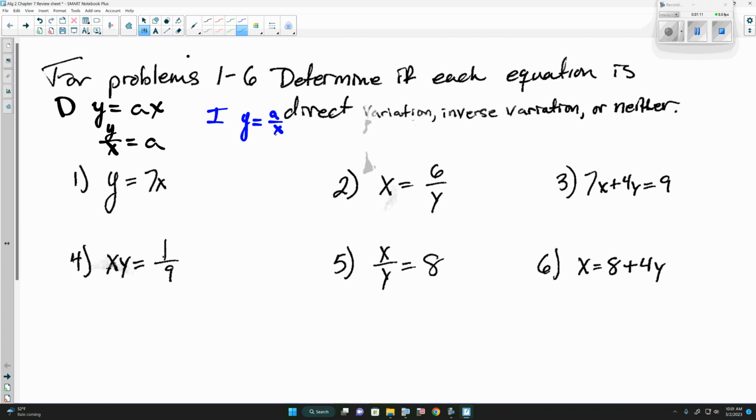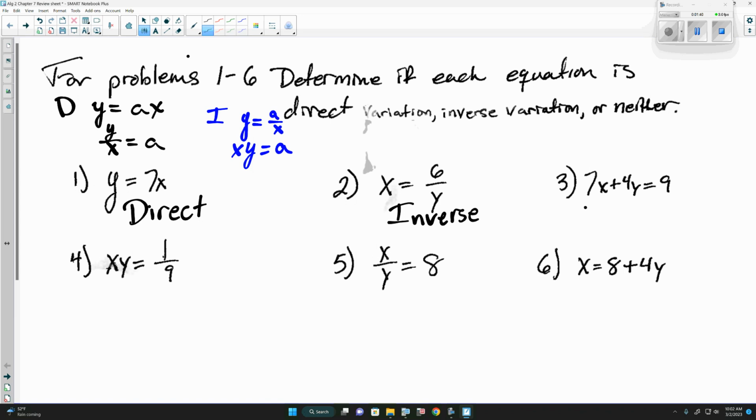Now for inverse, we have y equals a over x, or x times y is equal to a. And if we have it in either one of these forms, it is inverse. And we can go through these pretty quickly, because if we look at number 1, it would be direct. Number 2 is inverse. Even though the y is in the bottom of the fraction, it's still the same thing as y equals a over x, or x equals a over y.